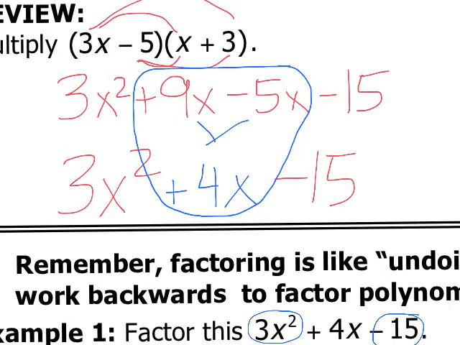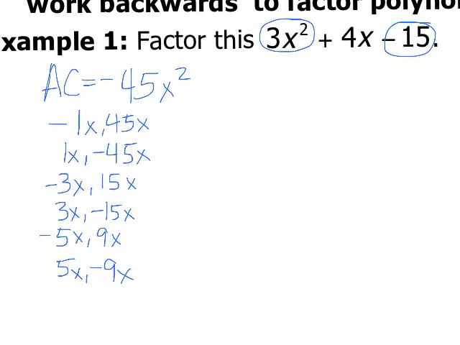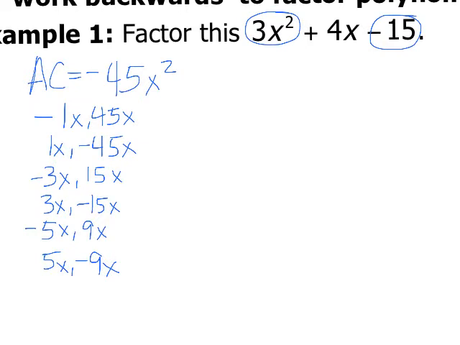What do I do to 4x? These two stay the same. These two stay the same. What happens to 4x? It's broken into two terms that equal 4x, right? 9x minus 5x equals 4x. So I'm trying to break my middle term apart into two factors. So that being said, these are the now possible factors.